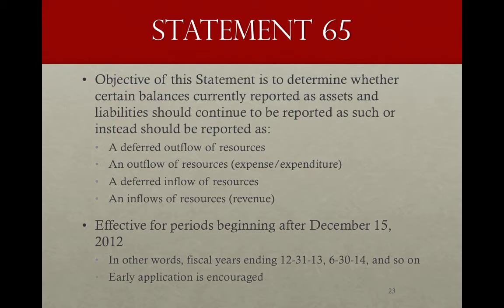Interestingly, when the board went through this process, it discovered that certain things that were reported as assets and liabilities weren't assets and liabilities, and also did not meet the definition of a deferred outflow or a deferred inflow. They actually were current period inflows and outflows of resources. They should have been reported all along, really, as revenues or expenses or expenditures.